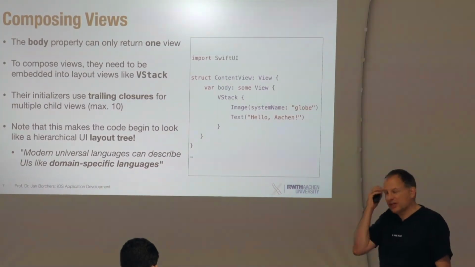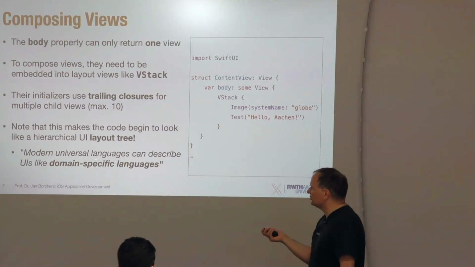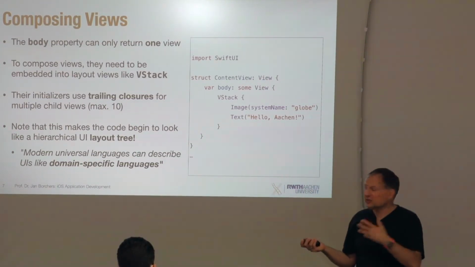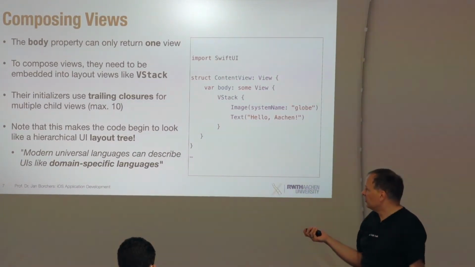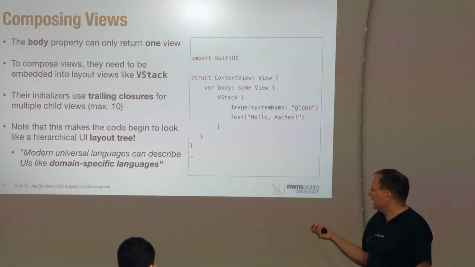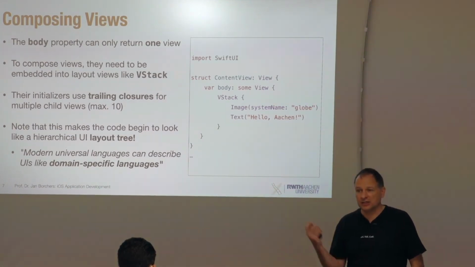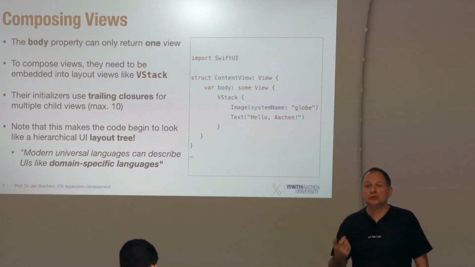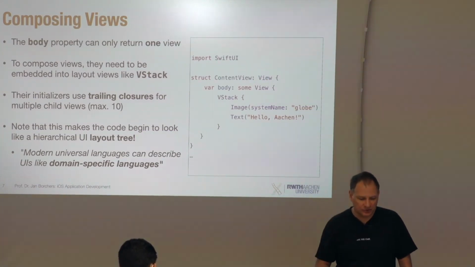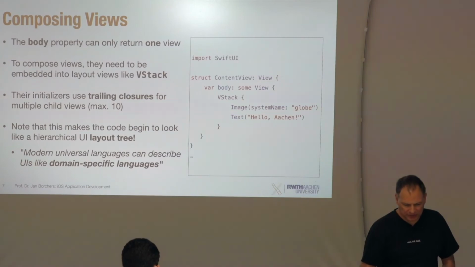readable specification. So in a way here, modern universal languages, I said this at the beginning, right? So this might hopefully prove it. Modern universal languages like Swift can actually describe a UI, like here in SwiftUI, almost looking like a domain-specific language. So that's an important point that I wanted to get across.